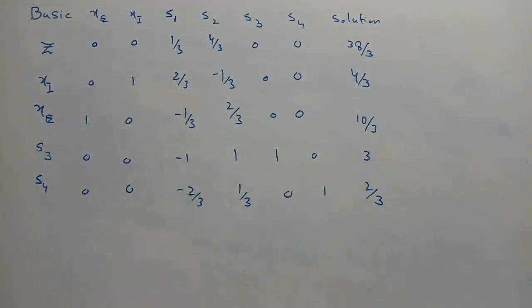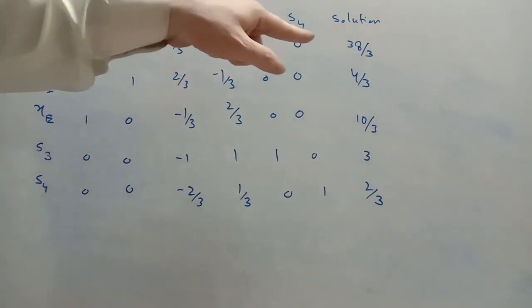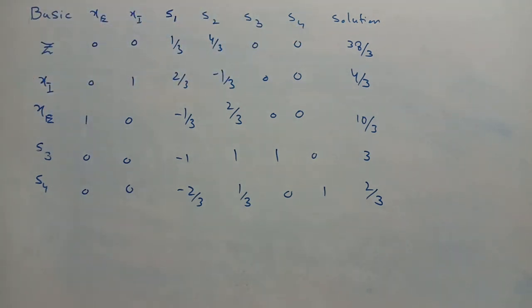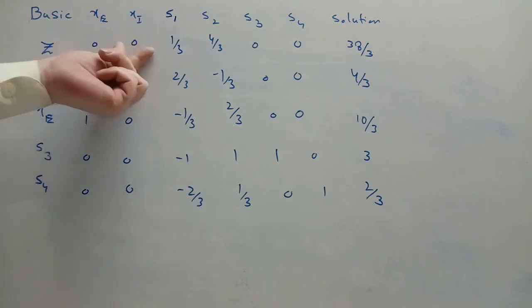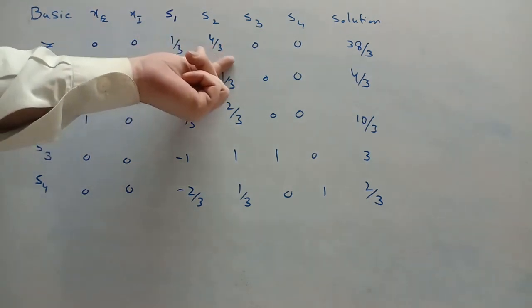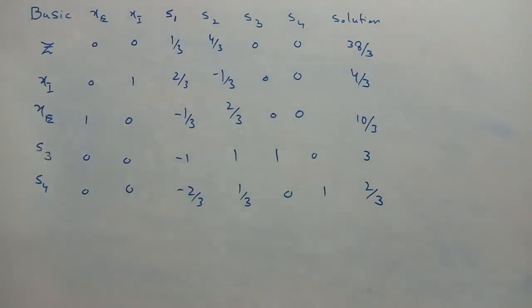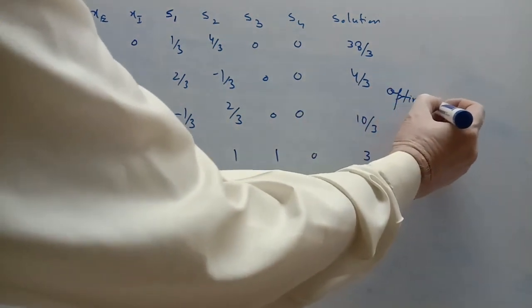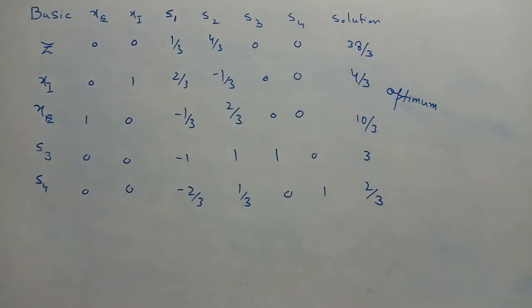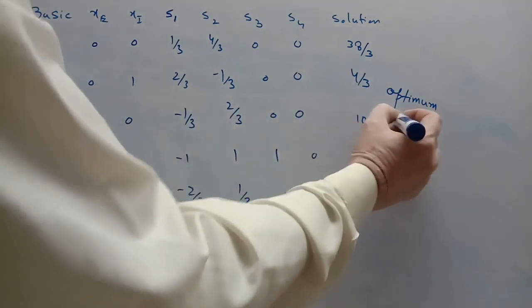Now, the second iteration we have completed. Now let's have a look: is there any negative value in the z equation? There is no negative value in the z equation. All are positive or 0: 0, 0, 1/3, 4/3, 0, 0, 38/3. So all are positive. That means we have reached the optimum solution.